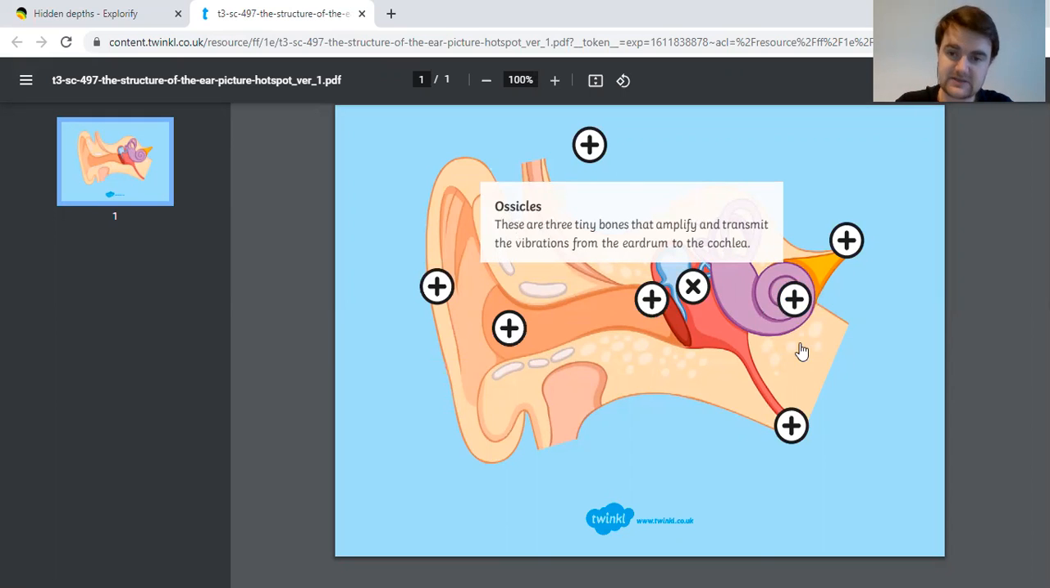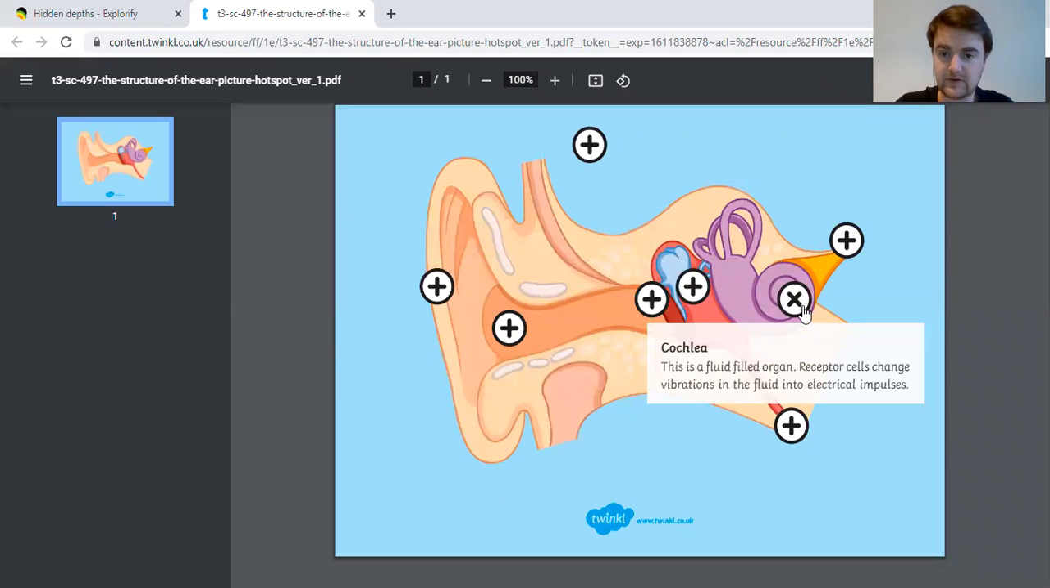We'll move to this funky purple looking thing over here, which is called the cochlea. This is a fluid-filled organ, so it's full of water. Receptor cells change vibrations in the fluid into electrical impulses, and they need to be electrical impulses because that is how information travels around our body. So it can be sent to the brain so that the brain can work out what's going on, and then the brain can send that electrical impulse around your body.